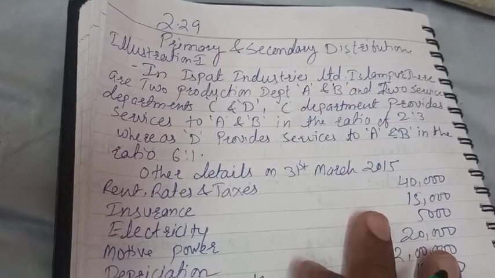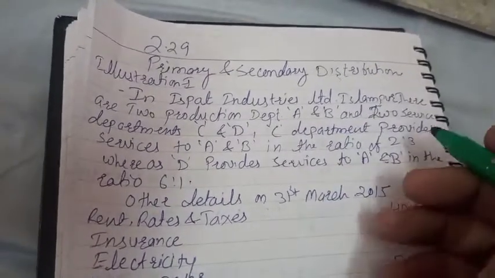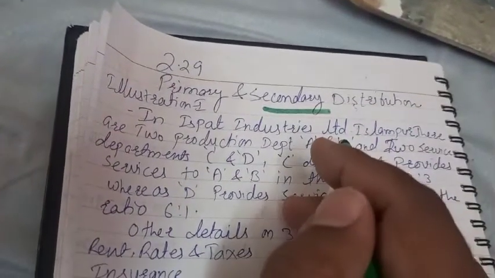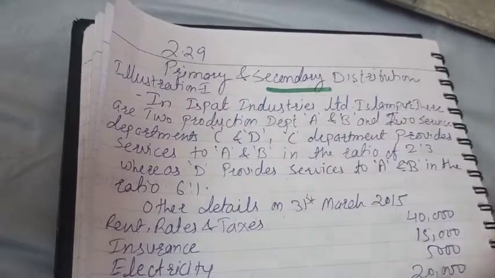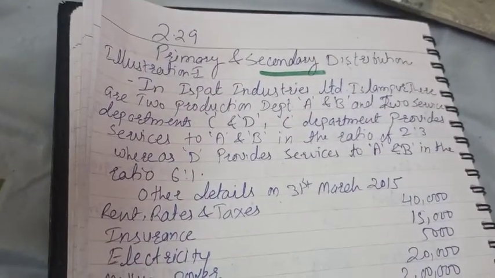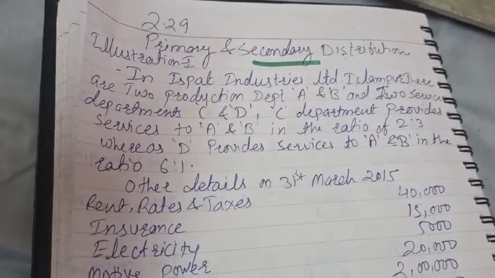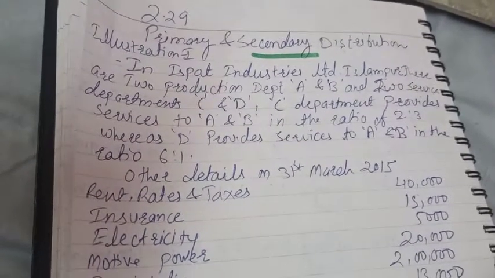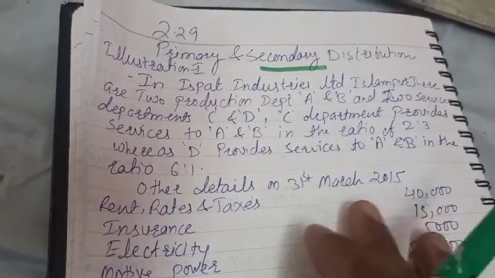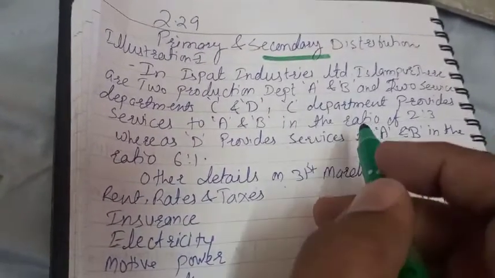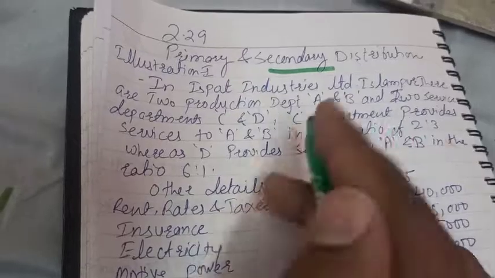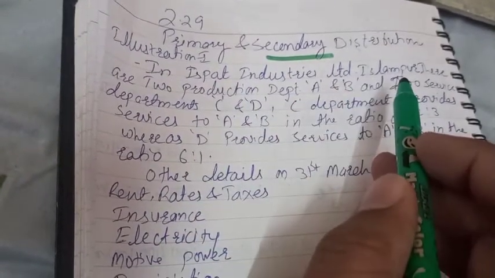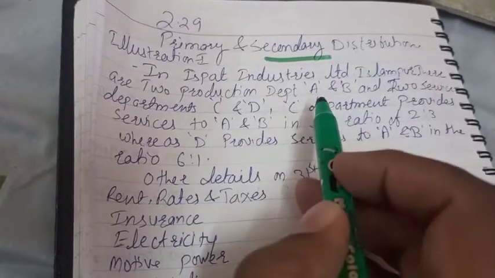Hello students, let's start with primary and secondary distribution of overhead, the combined problem of primary and secondary distribution of overheads. This illustration is available on page number 2.29 of Nirali publication, third year cost and works accounting paper second.